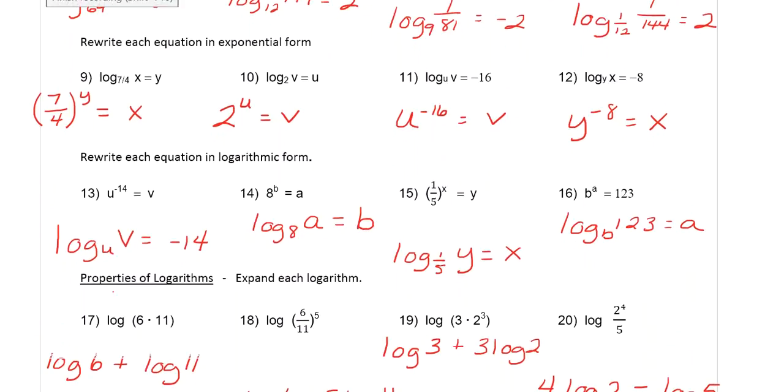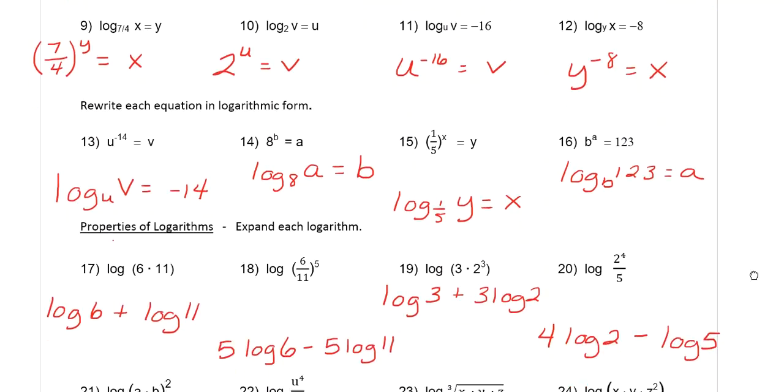So number 9 through 12, again, it's just converting from log into exponent. So hopefully that's going to be just fine. 13 to 16, converting from exponent into log. Exciting.